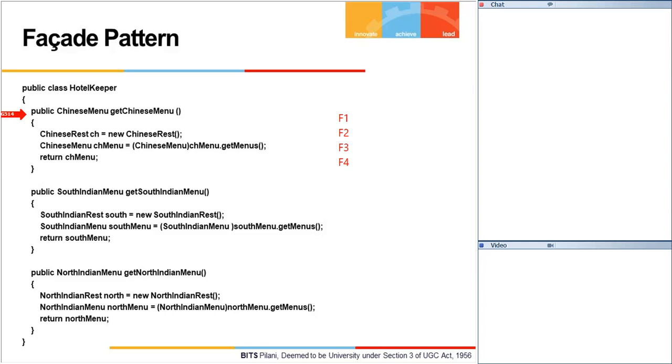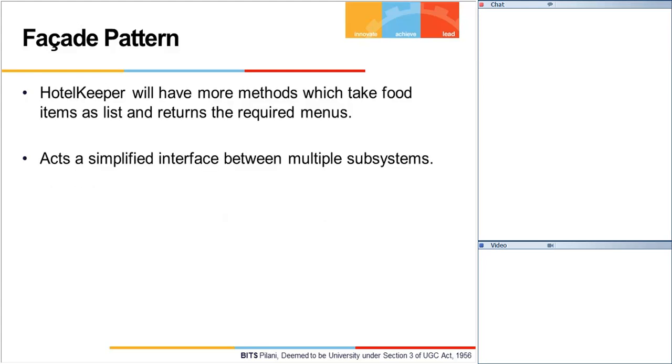So this hotel keeper might have a method which says get the Chinese menu, right? So he might create an object of the Chinese restaurant and request to get the Chinese menu, right? Similarly, he gets the South Indian menu and also gets the North Indian menu, right? I've not written the implementation for the rest of it, but I hope you can understand it. So then the hotel keeper has more methods which take the food items as the list and return the required menus to the customer, right?